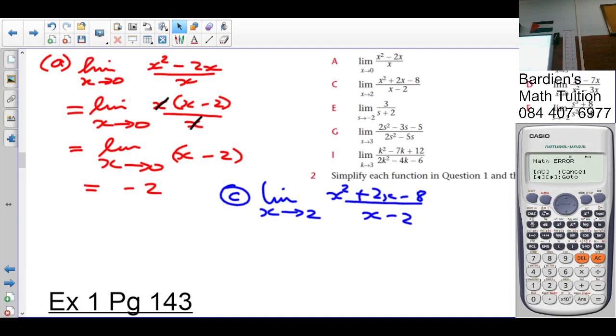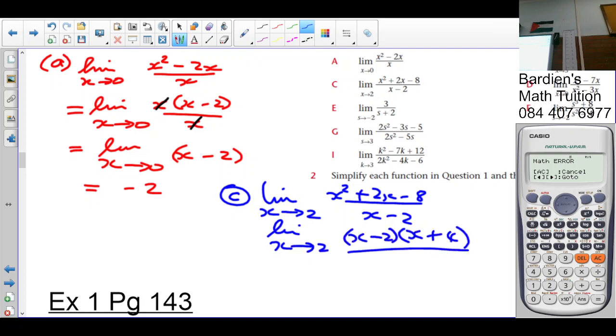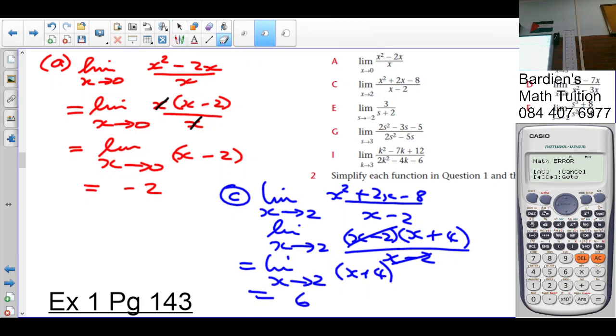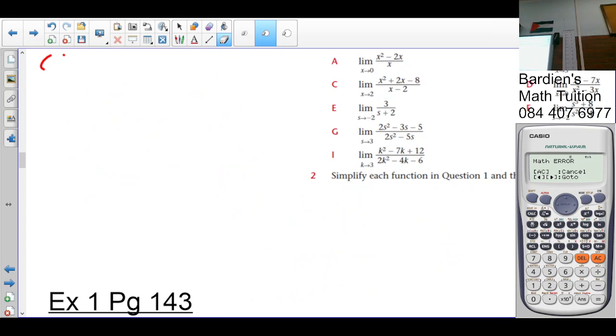Right. So this here, we can now factorize. So you got the limit as x approaches 2 of x minus 2, x plus 4 over x minus 2. Not so? Drop that. So that would simply give us the limit as x approaches 2 of x plus 4. So that will give you an answer of 6. You all agree with that? Right, let's try and complete quickly.